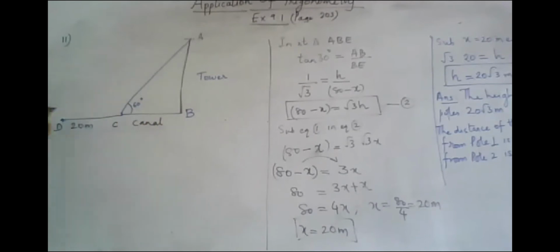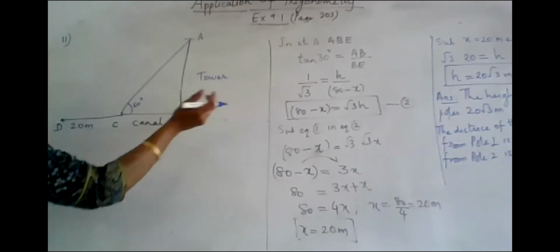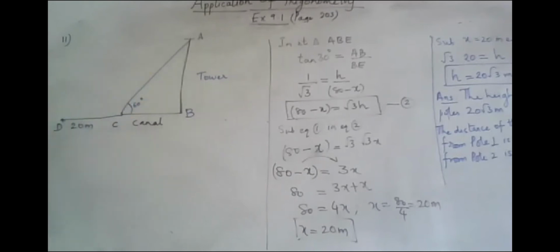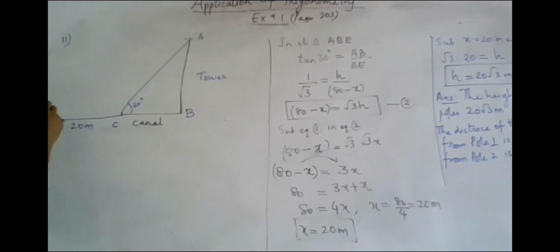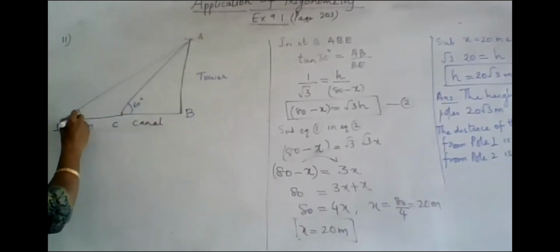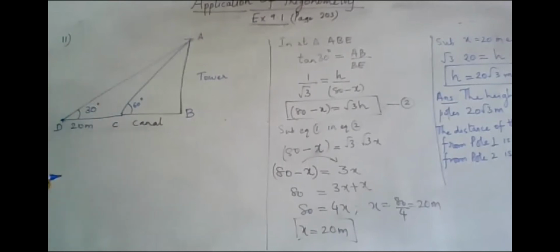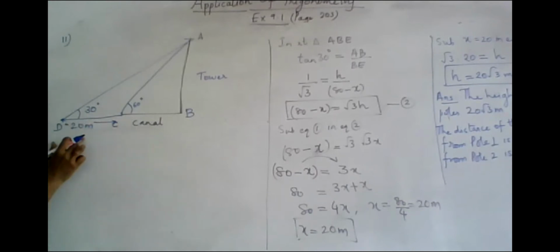I have come away from the tower. You should not move towards the tower. Towards means you are approaching the tower. Away means you are leaving the tower and moving in the opposite direction. Away means always remember in the opposite direction. Now from here, when I look at the top of the tower, the angle of elevation is 30 degrees. So this distance DC is 20.